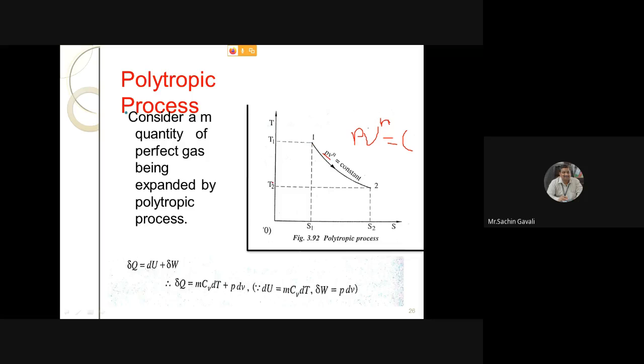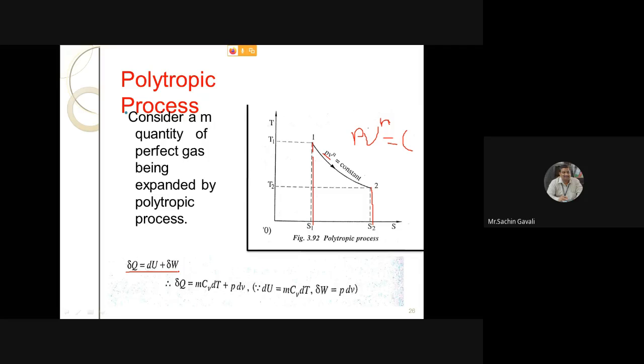Then on the entropy TS diagram, the entropy related to point 1 will be S1, and the entropy at the point related to this will be S2. As temperature decreases, this is an expansion process, we can say the gas is expanded. If it is compressed, one will be here and two will be here. Then again the equation, dq is equal to du plus dw.